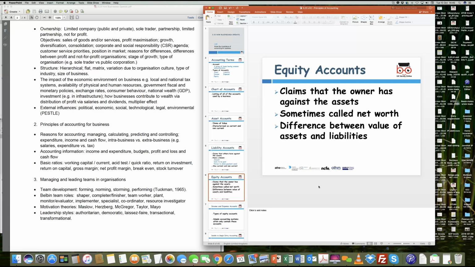The equity account. Yeah. That's just, I'm not exactly understanding that bit.